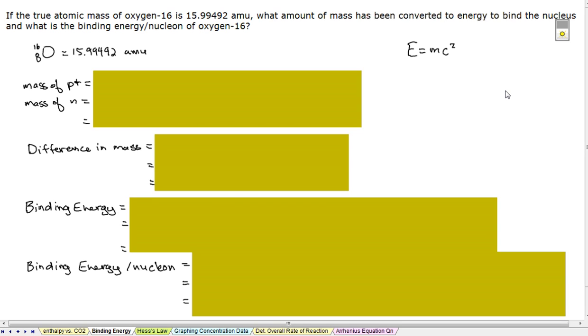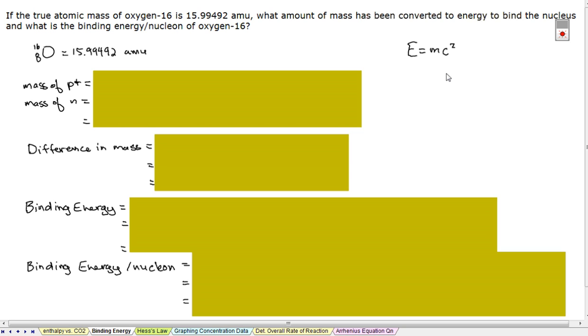Okay, this lesson is on binding energy and Einstein's famous equation, E equals mc squared, definitely his simplest one that we know of. What we're taking a look at is the difference between what the true atomic mass of an oxygen atom's nuclei is, and what the theoretical mass should be.